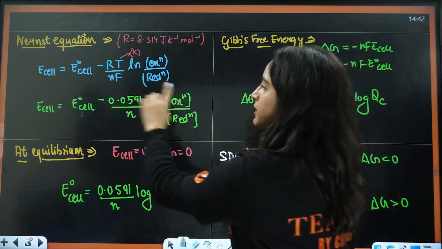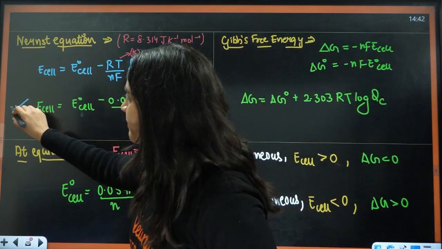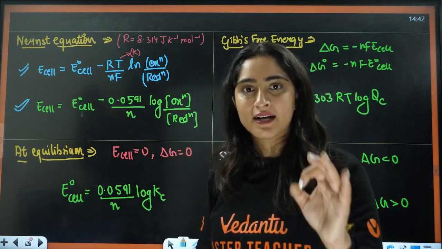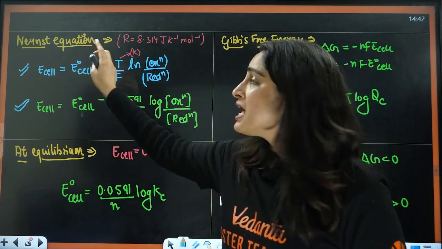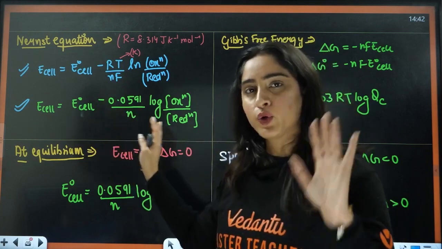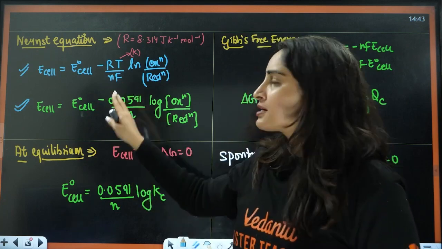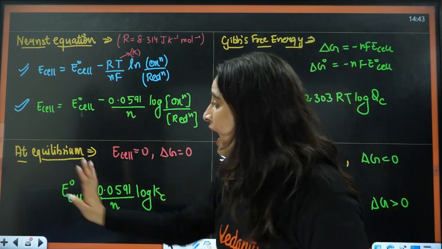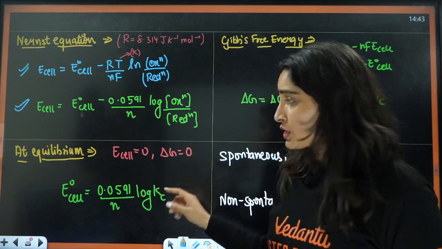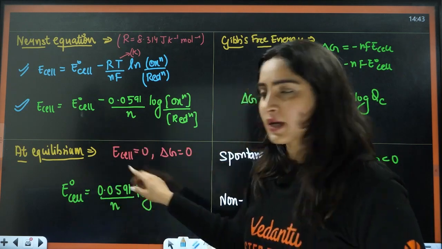For that, this will be the formula, that is 0.0591. Just always remember these two formulas, because if you're not given the standard temperature, then you will apply this formula. If you're given the standard temperature, or you're not given anything, that means you have standard temperature only, then you will apply this formula. Where R is the gas constant. Next we have at equilibrium E is equal to 0 and delta G is equal to 0, so just put these values here and the formula becomes like this.